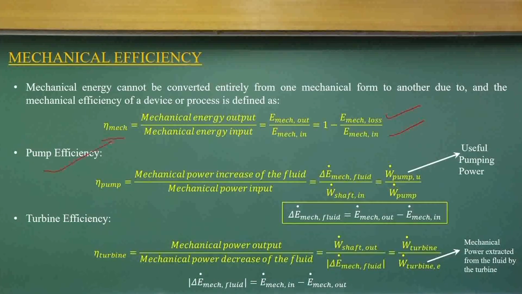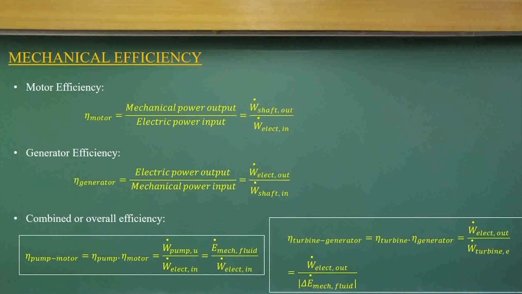Similarly, for pump efficiency and turbine efficiency, the ratio between output and input is the efficiency of the pump or the turbine. The mechanical power increase of the fluid divided by the mechanical power input gives the pump efficiency, and the turbine mechanical power output divided by the mechanical power decrease of the fluid gives the efficiency of the turbine system. These are the basic definitions. In terms of powers, we have also defined them as efficiency components.